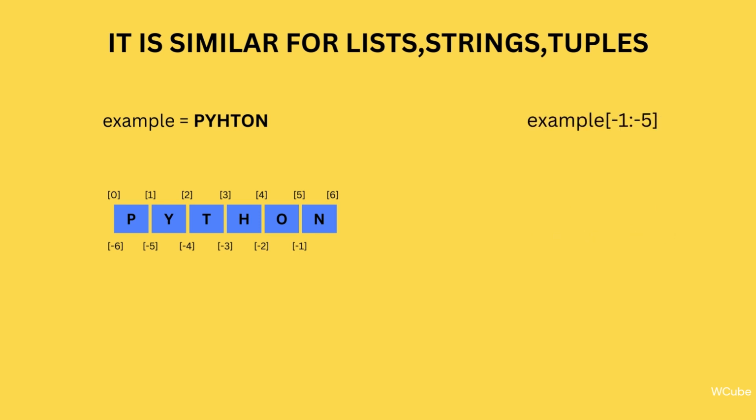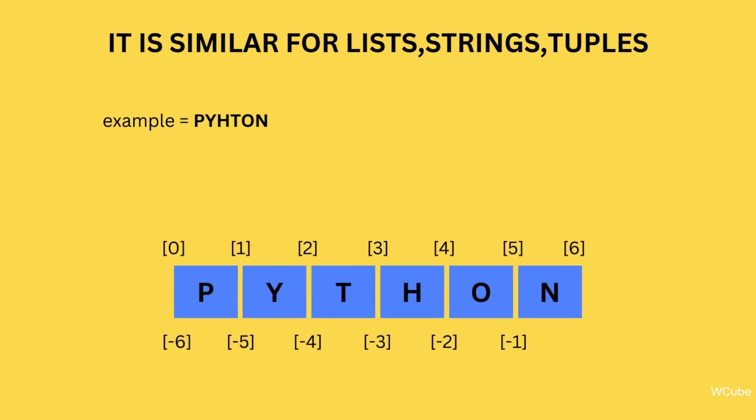Next, example minus 1 colon minus 5. It will print nothing because in slice operation it will not go backward. We can slice using negative addresses the same way the positive addresses work. It doesn't print the value backwards. And this is the example of slice operation in Python.